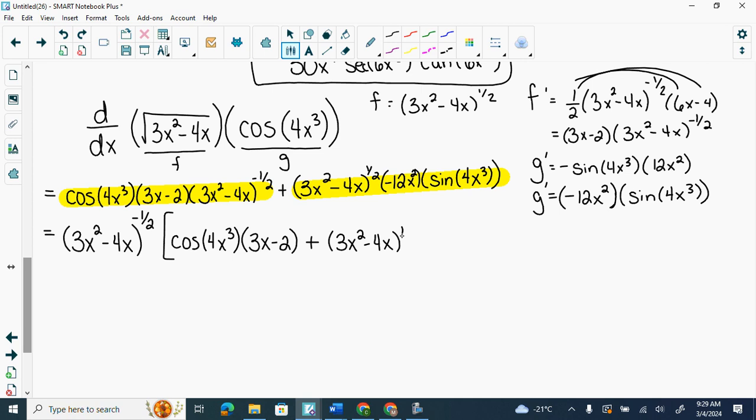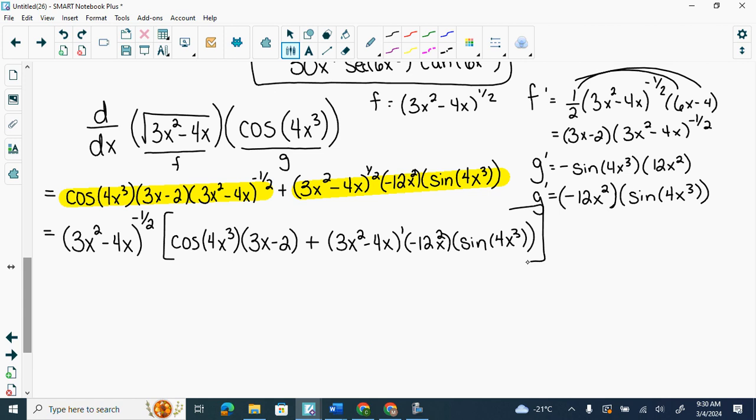Do I have to show the 1? No, I'm just showing it for effect. And then I would have negative 12x and then sine 4x cubed. Why isn't it 12x? And I keep dropping the 2 off for some unknown apparent reason. I did it up there too.